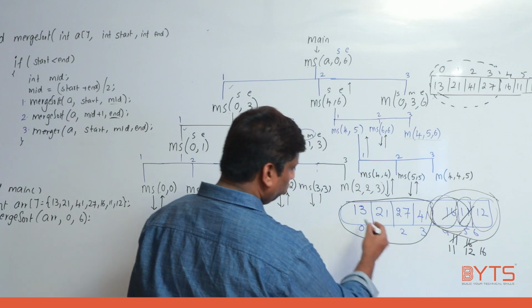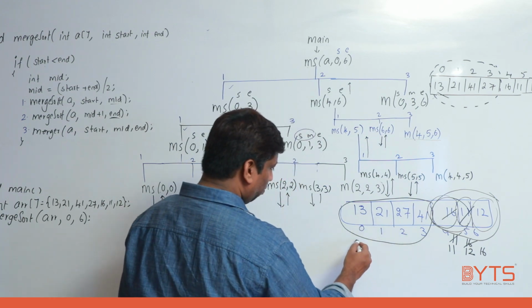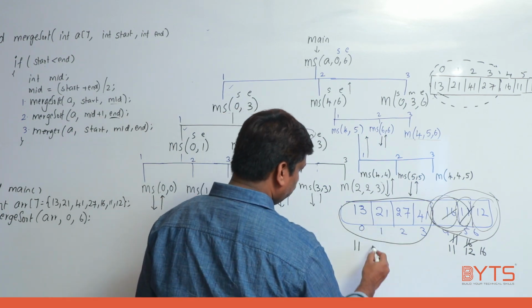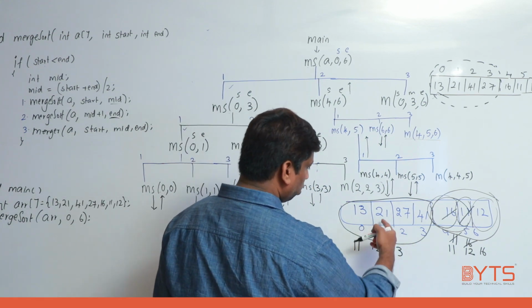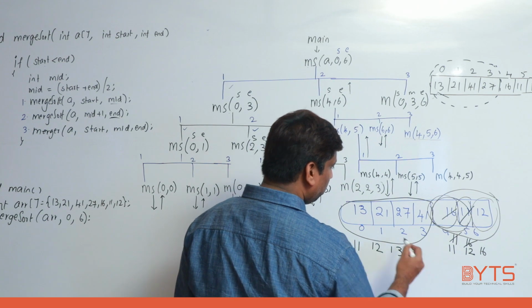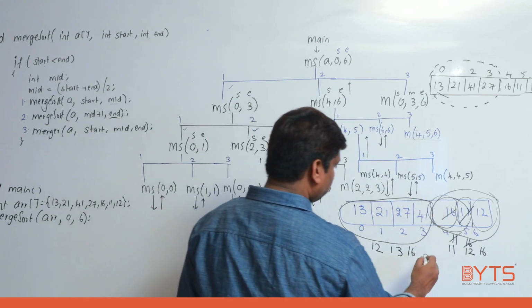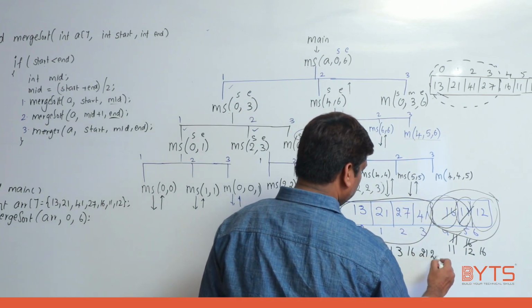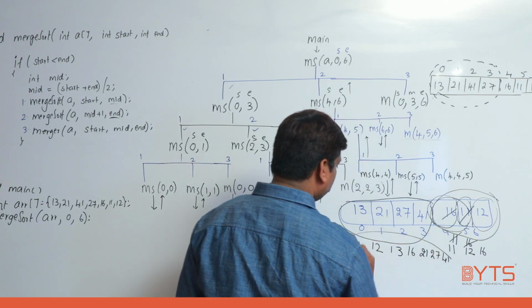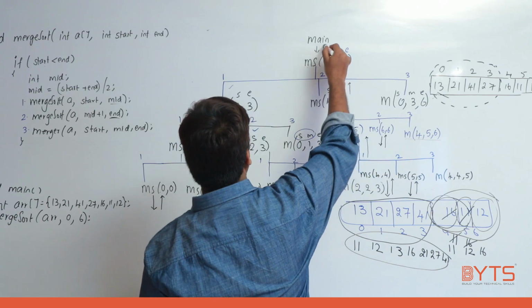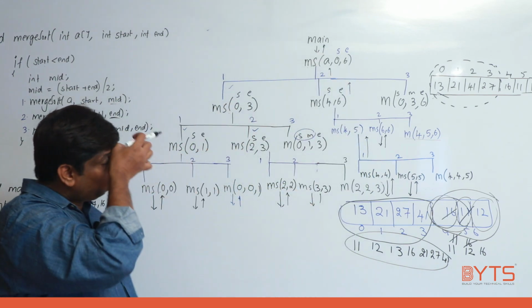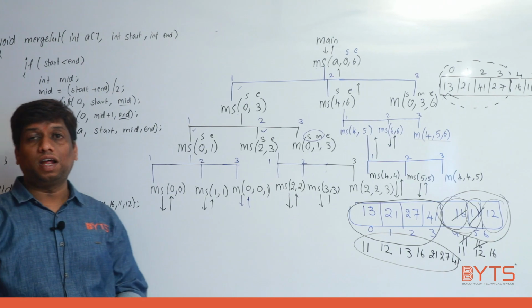What is the first value it will give? 13 is compared with 11, so populate 11. 13 is compared with 12, so 12. Next 13 is compared with 16, so 13 you will get. Next 21 is compared with 16, so 16 you will get. That's all, and the remaining part of this array is copied. So 21, 27, 41. This is the array we are going to get. Once this line is completed, you will come back here. Next main also completed, right? Fine. So with this, what we have seen is merge sort analysis.